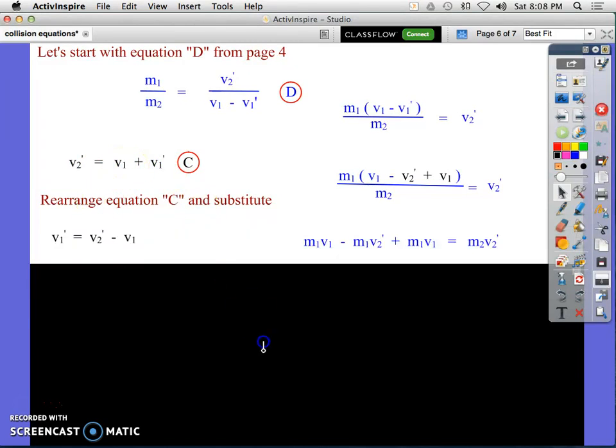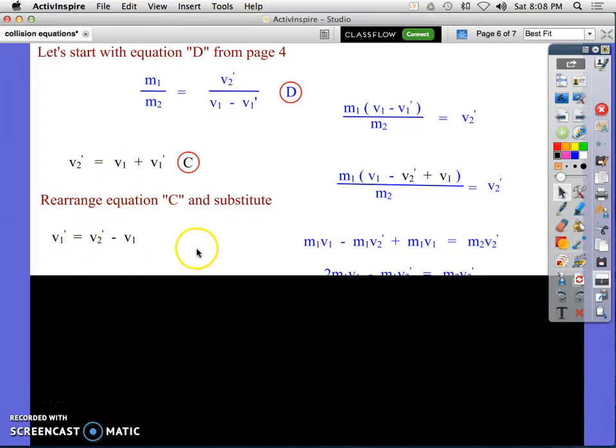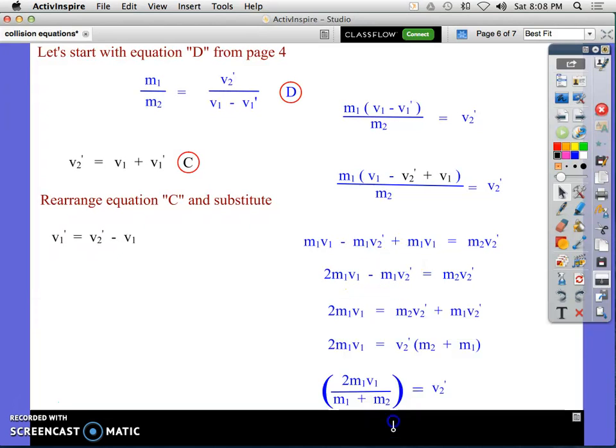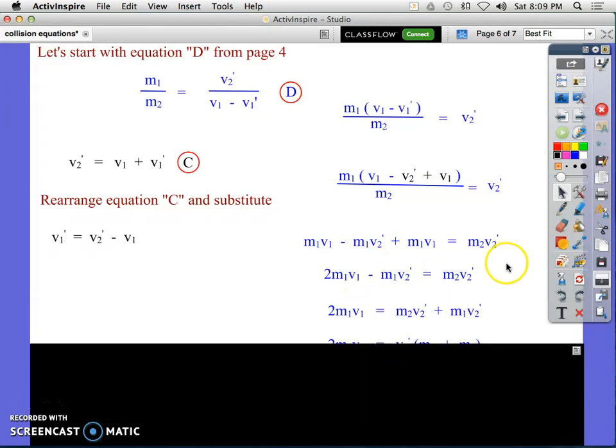I got to rearrange that one down here. And then I substituted in for v1. See, v1's here, v1's here. I put this part in. It's in black there. Then I expand all that and get my m's up there and get some like terms. I've got two m1 v1s. Now things are looking optimistic because I know there's a 2 m1 v1 in that equation. And I bring this to the other side.